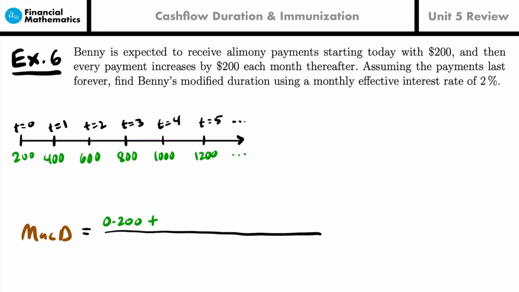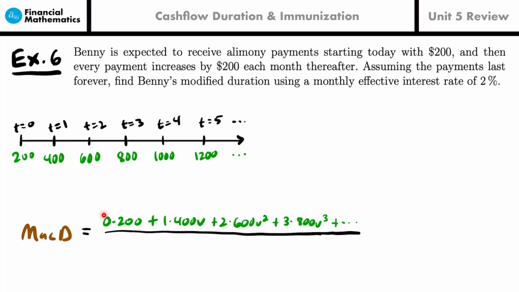Then we'll have plus 400 at time 1. So that needs to be brought back 1 period. You'll have 1 times 400 times V. And then 600 needs to be brought back 2 years, but then you also want to multiply by 2. So we have plus 2 times 600 V squared. And then if you were to do the next one, it would be 3 times 800 V cubed. And that would go on forever, right? That will never end. And the same will be true in the denominator.